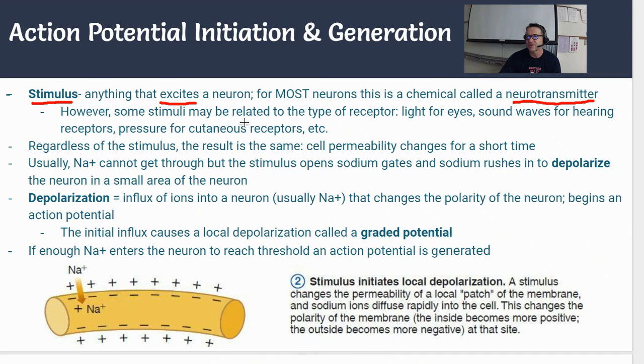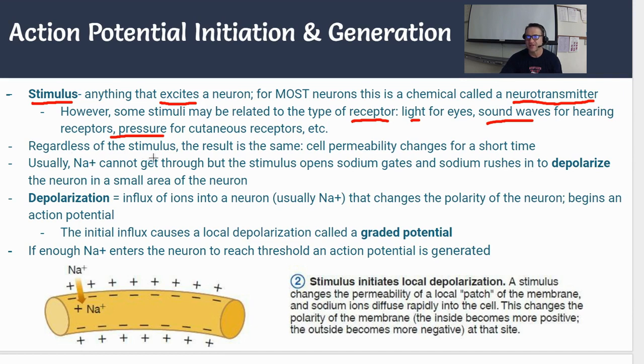But there are also sensory neurons. They're not stimulated by neurotransmitters. They have sensory receptors. So you have different receptors for light, sound waves, pressure in your cutaneous receptors, that's in your skin. You have receptors for itch. You have receptors for increased temperature, warmth, decreased temperature, cold. You have receptors for stretch, pain. So those are all different types of sensory receptors that will excite sensory neurons.